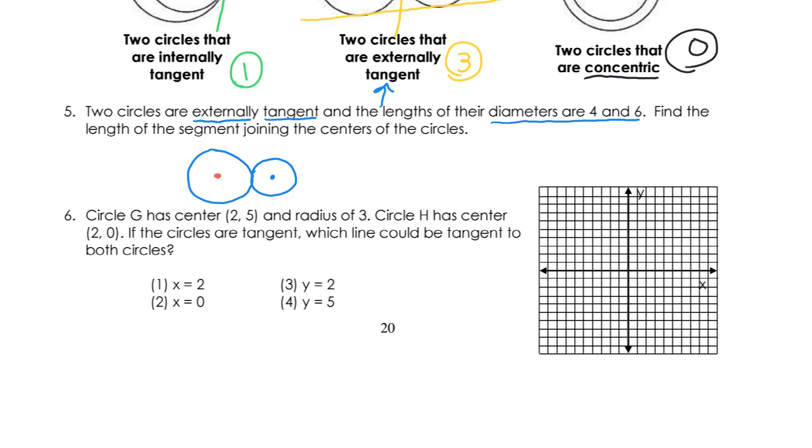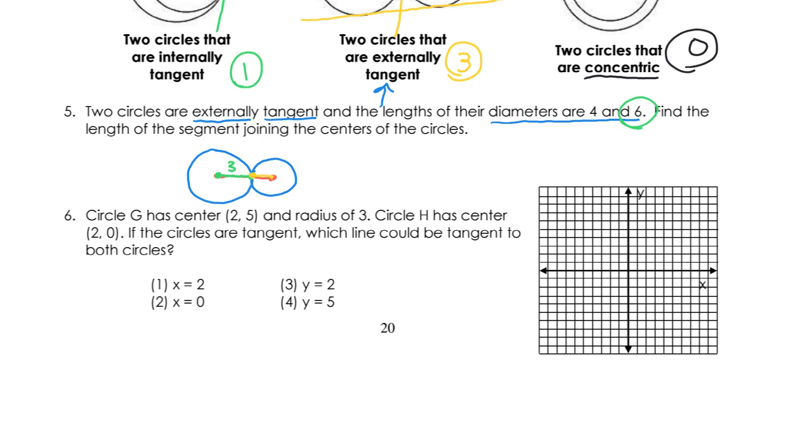So if I take the center of this circle and the center of this circle and I connect them, they want to know how long that is. Okay. So what we have to realize is this line segment right here is a radius of the big circle. And so we're going to look at the bigger number, which is 6. If the diameter of this big circle is 6, then the radius is 3.